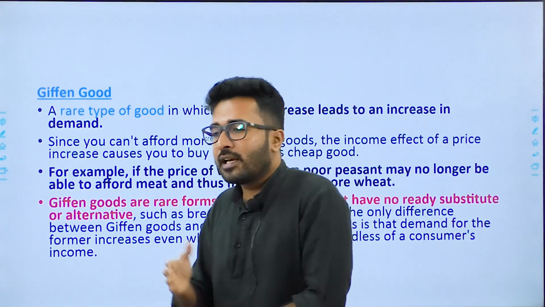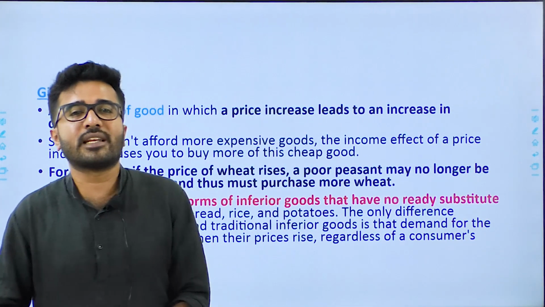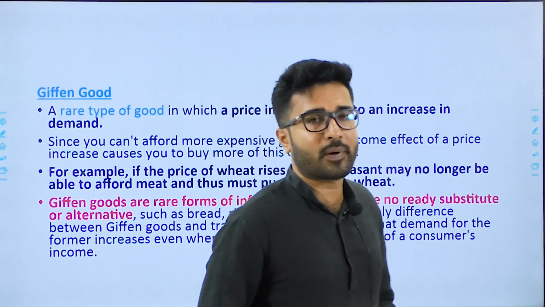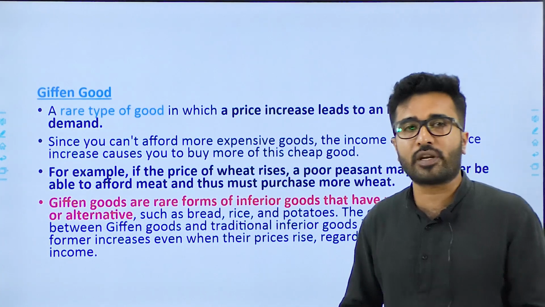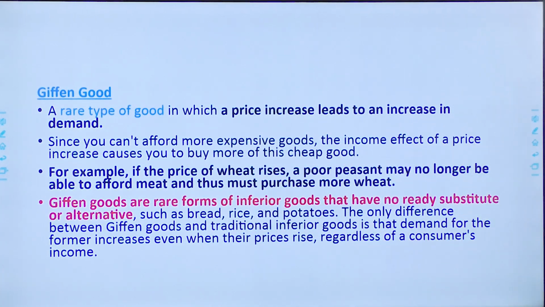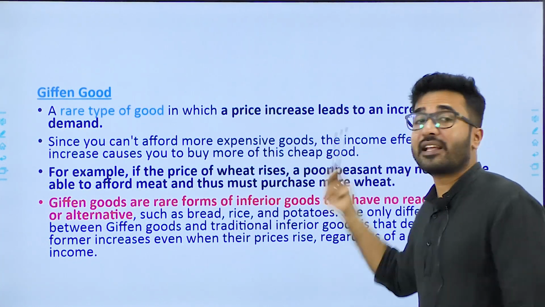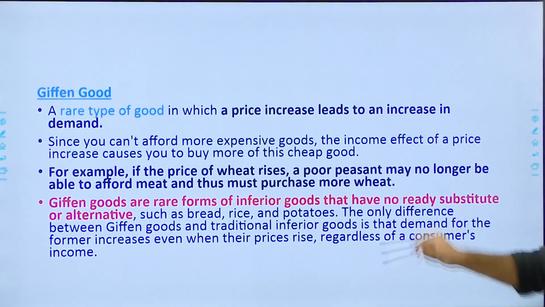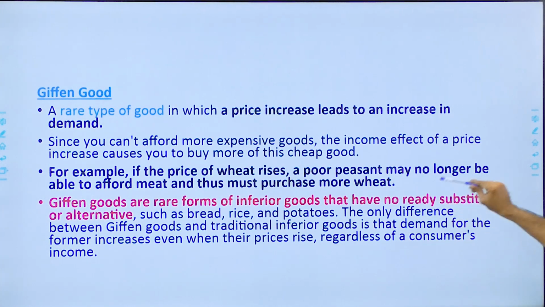But in his budget, even if there is a 2 or 3 rupee increase in the price of a packet of bread, he will consume that particular inferior good. So such an inferior good, whose demand even increases when its price increases, is called a Giffen good. Giffen goods are rare forms of inferior good that have no ready substitute or alternative.